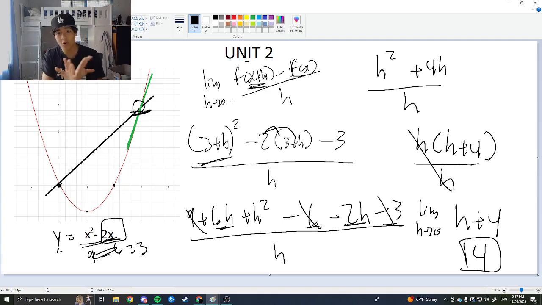I got through the whole Calc AB class, the whole exam, never knowing what this formula was. I just knew the shortcut. So we're going to learn the shortcut, but we're going to learn this one more time in case it comes up on your test. We're going to look at one more.